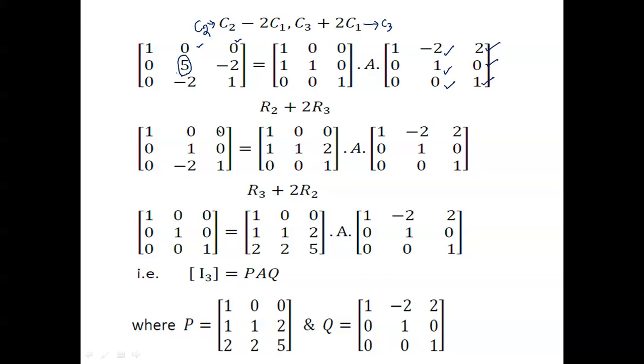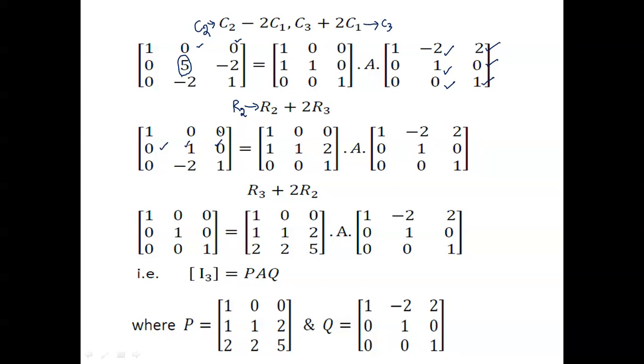This is 5. So R2 tends to R2 plus 2 R3. So 5 plus 2 into minus 2, 4. We get 1. So minus 2 plus 2 into 1, 0. So here 0 plus 2 into 0, 0.